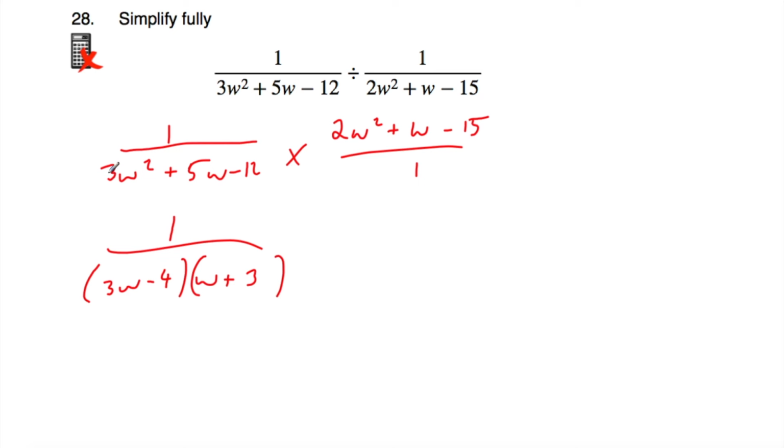3w times w would be 3w squared, 3w times 3 would be 9w, then we've got minus 4 times w, which is minus 4w, and whenever we simplify that we get the 5w, and then minus 4 times 3 is minus 12. So that's fantastic, we've factorized that denominator.